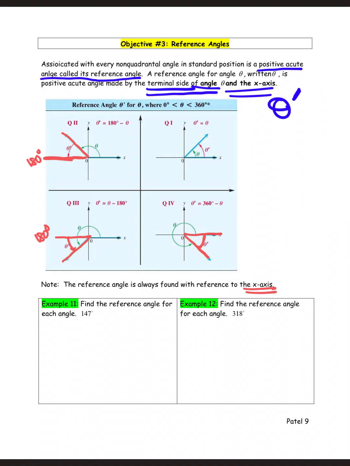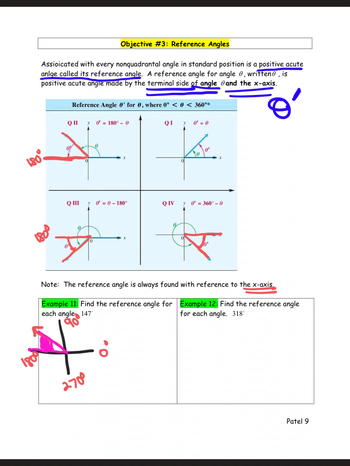So first, I'm going to draw 147 degrees. And we know that's in quadrant 2. The reason why I know that is because this is 0 degrees, this is 90 degrees, and right here is 180 degrees, and right here is 270, and then it goes back to 360. Now, to find the reference angle, we use the terminal side and the x-axis.